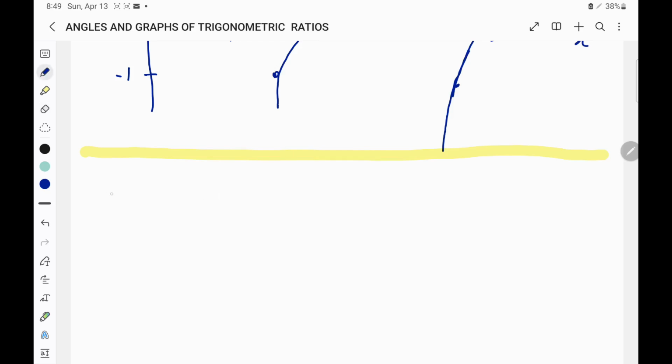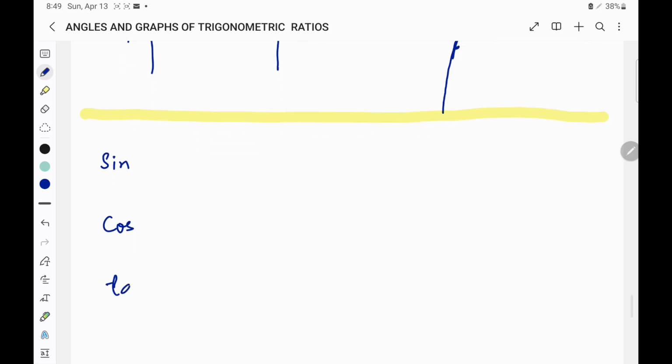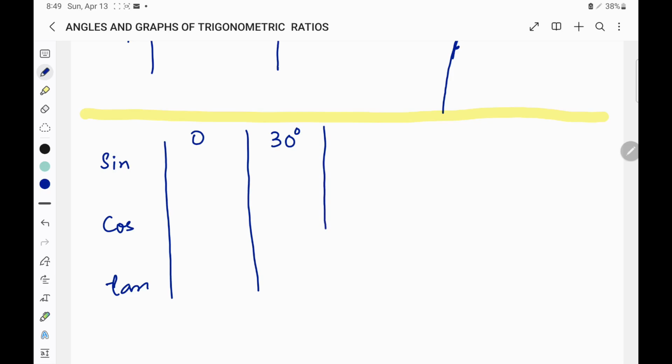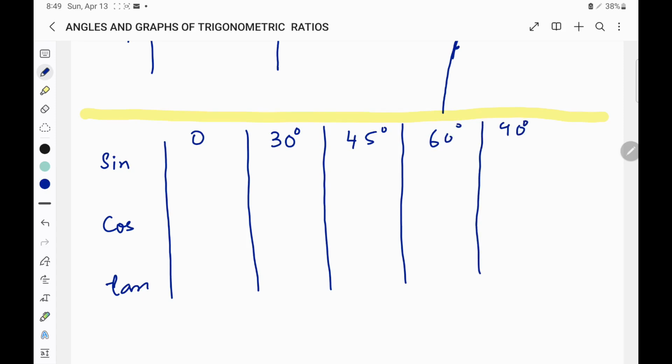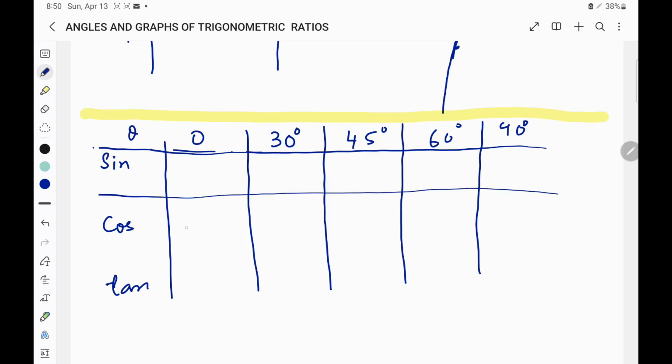Please remember these things. I'm writing down sine, cos and tan. This table you must remember, for 0 degrees, 30 degrees, 45 degrees, 60 degrees and 90 degrees. It's very important. If you remember it, you will not have any problem. Sine of 0 is 0, cos of 0 is 1, tan of 0 is 0. You know that tan is sine upon cos.